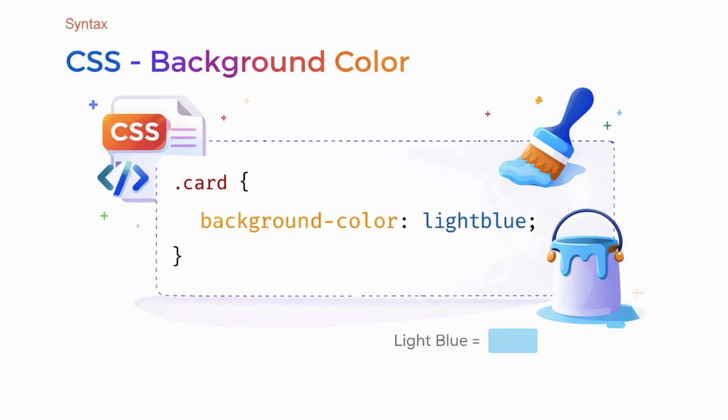Now let's understand the syntax to add a background color using CSS. Here we are targeting a class called card. Inside the curly brackets, we use the property called background-color. Then we assign it a value, in this case, light blue. So the code looks like this: .card open curly brace, background-color, light blue, close curly brace. This means every element with the class card will have a light blue background. Simple, right? CSS always follows this pattern. Select the element, then apply the style.